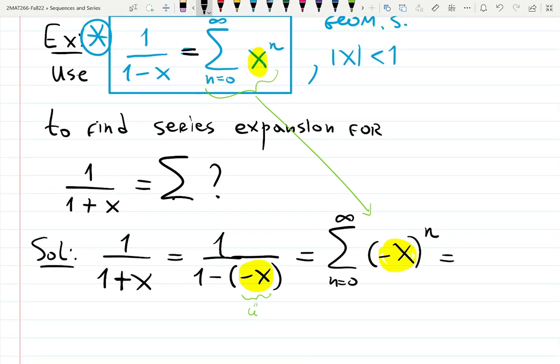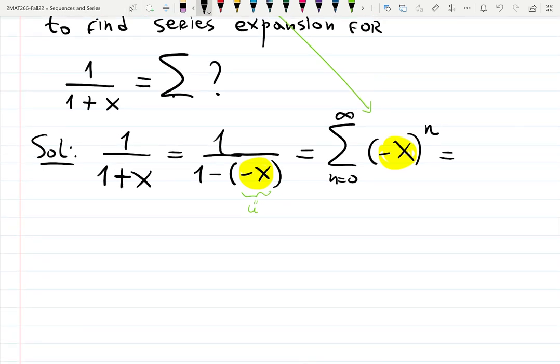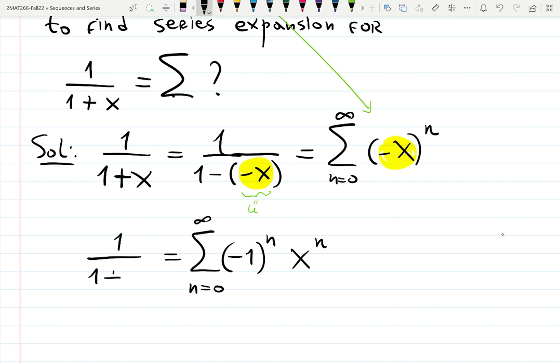usually people don't leave the answer like this. They rewrite it as minus 1 to the n, x to the n. Let me know if you agree or disagree that that's the same thing. Usually people don't keep the negative sign inside with the function. They take it out. Why? So I'll write down like so. 1 over 1 plus x. Put this in the box.